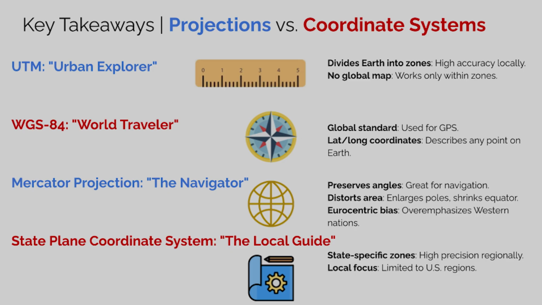To recap, UTM is the urban explorer, WGS 84 is your world traveler, Mercator is the navigator, the state plane is the local guide. Each of these has its own strength, and knowing which one to use will help you make the most accurate maps and understand the differences between different maps you might be looking at and their odd distortions.